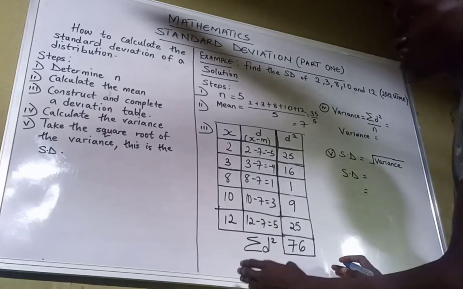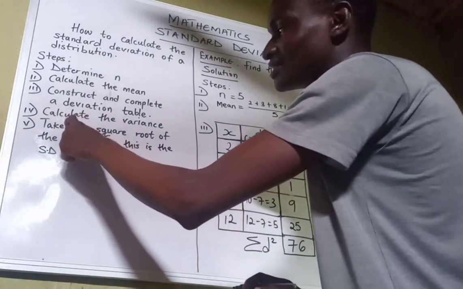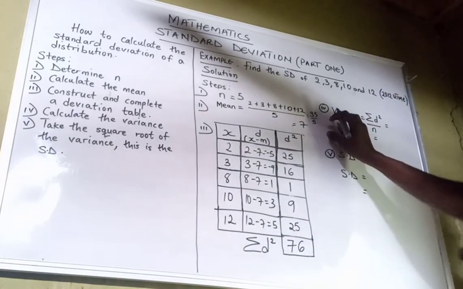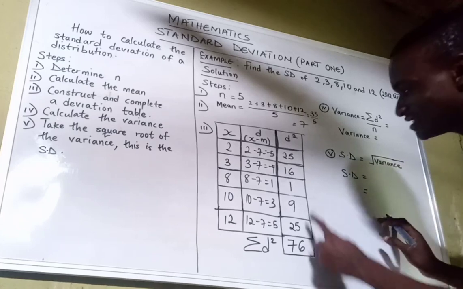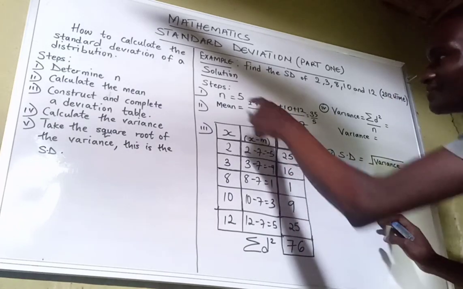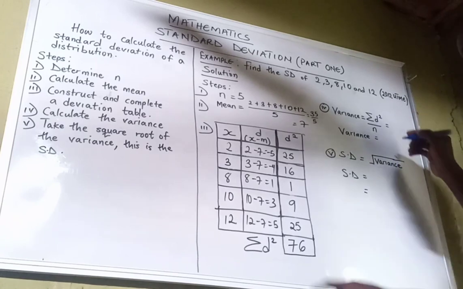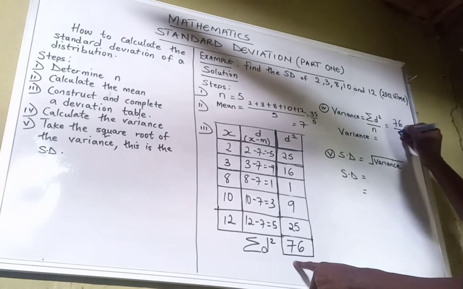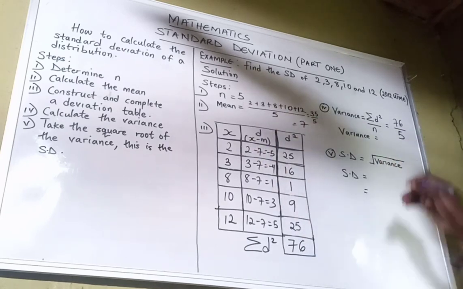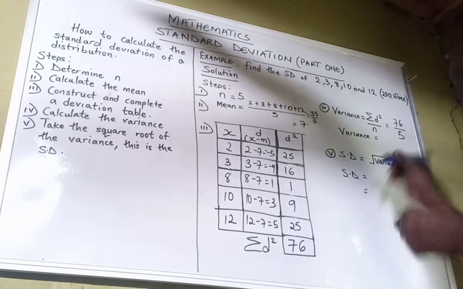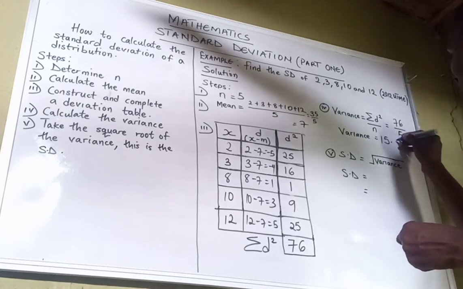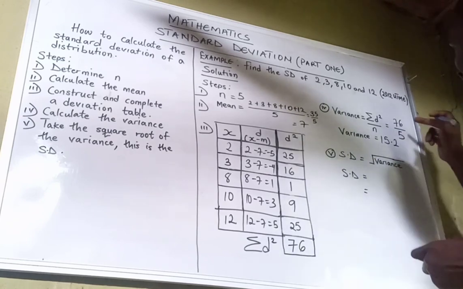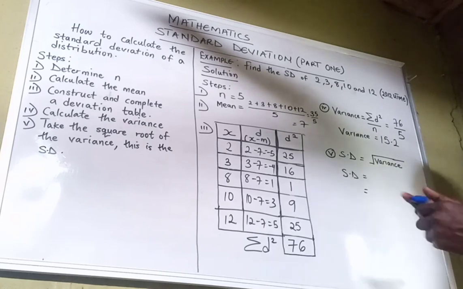Having completed this deviation table, the next thing is to calculate the variance. What is the variance of the distribution? This is the fourth step. The variance is the sum of the squared deviations divided by the number of data we have. That is 76 divided by 5, because we have 5 sets of data. 76 divided by 5 gives us 15.2. You can cross-check this answer using your calculator.